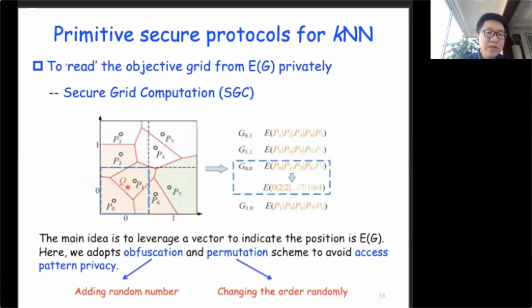Next, we propose the secure grid computation protocol to read the content. The main idea is to leverage a vector to indicate the position in EG. Here, we adopt obfuscation and permutation schemes to avoid access pattern leakage. Obfuscation means adding random numbers to the elements in the vector, and permutation means randomly changing the order of the elements in the vector.